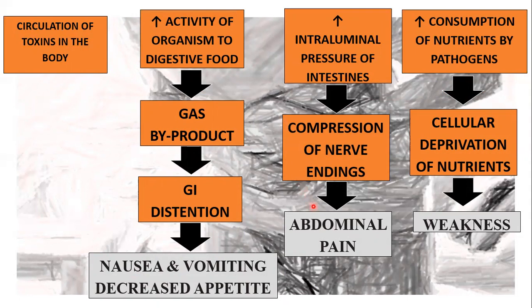As for the increased intraluminal pressure of the intestines, there would be compression of the nerve endings, and it would be manifested as abdominal pain. Most commonly, it could happen in the periumbilical and even at the left lower quadrant. As for the increased consumption of the nutrients by the pathogens, there would be cellular deprivation of the nutrients. So there would be cellular starvation, and it could be manifested as weakness in our patient.